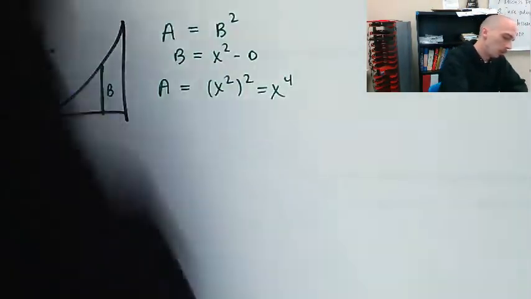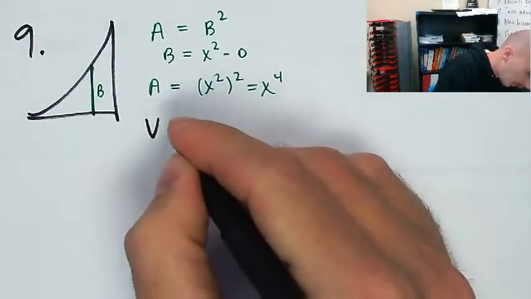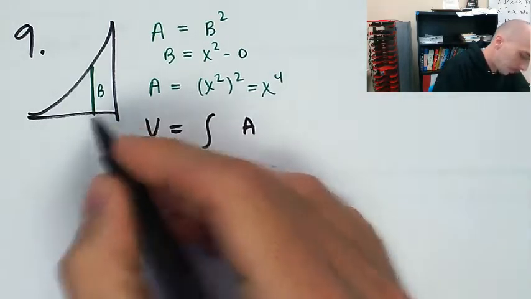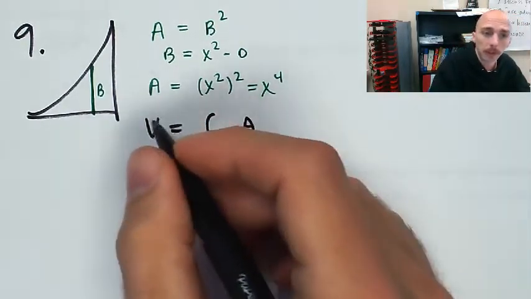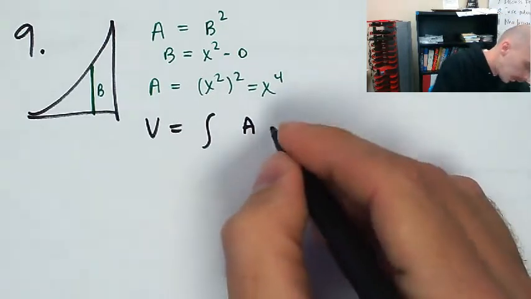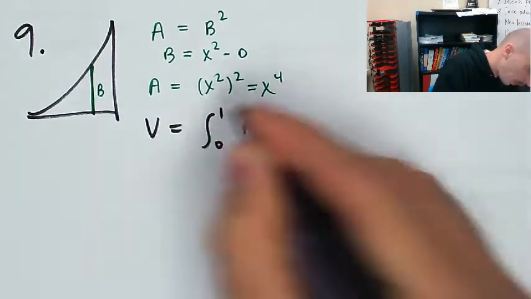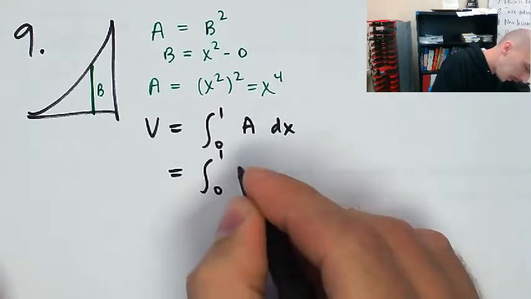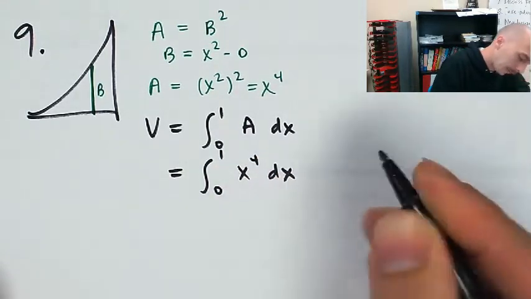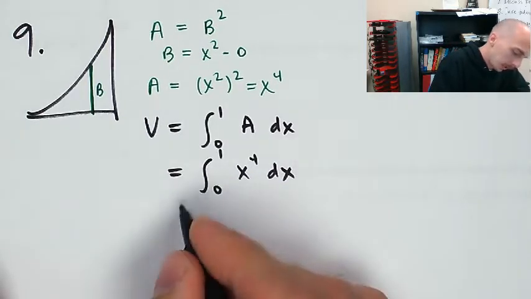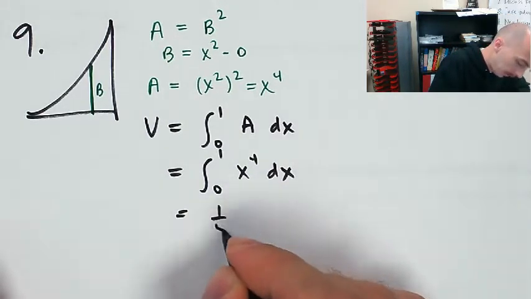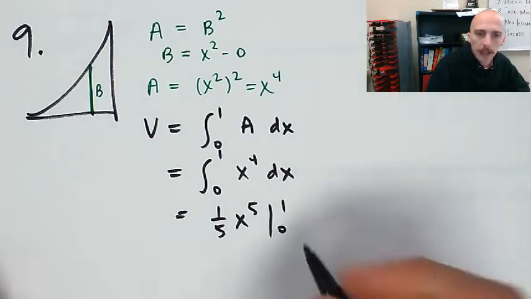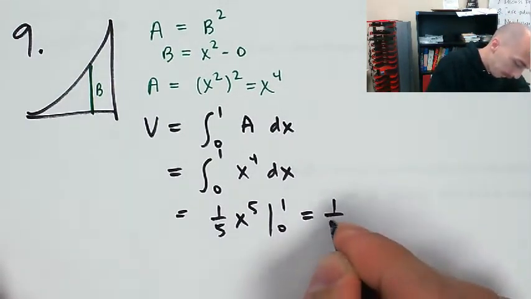And then we also know that volume is equal to the integral of area with respect to, well, really whatever axis we're cutting cross-sections perpendicular to. So it's going to be dx as x runs from 0 to 1. And that area formula is going to be x to the 4 dx. And that'll be 1/5 x to the 5th as x runs from 0 to 1. And that's just equal to 1/5.